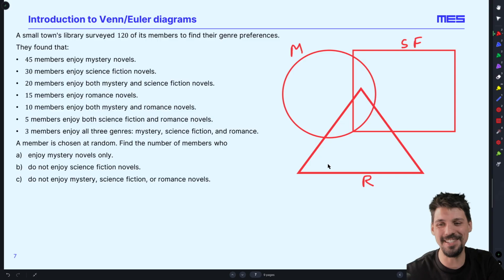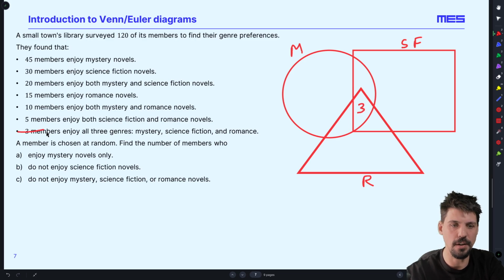Now we're going to need to fill this in. So the first thing we want to do is always start and try and fill in from the middle. Do we know that? We know 45 enjoy mystery novels, but that's everything: the people that like mystery, the ones that like mystery and sci-fi, mystery and romance, all 3, etc. So do we know anything about all 3? 3 members enjoy all 3. Well, we know 3. Bosh, done.